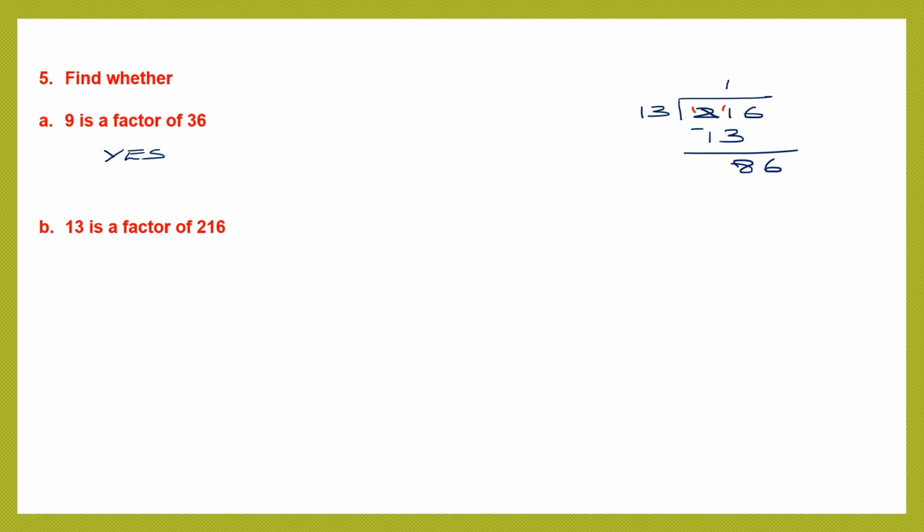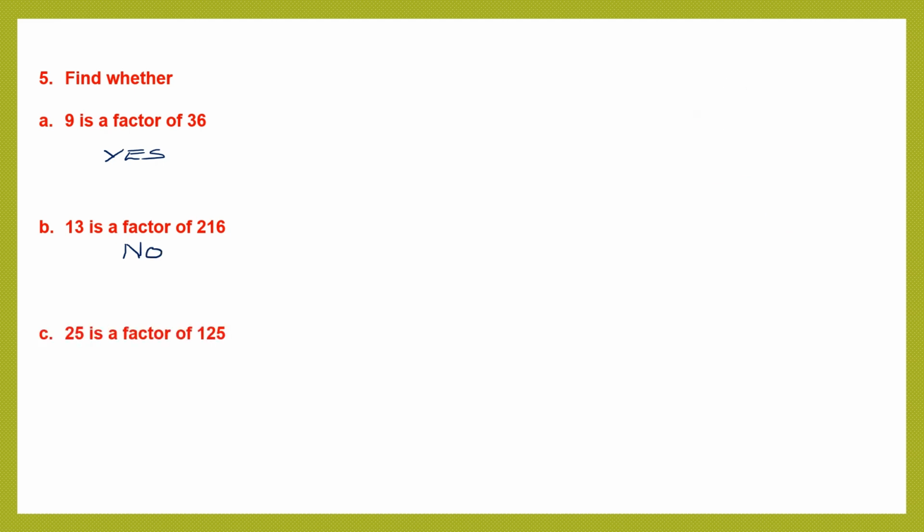Now is 86 in the table of 13? If you continue dividing 13 into 6, 6 threes are 18, you carry 1, 6 ones are 6 plus 1, 7. So 13 into 6 is 78. Now again you have to borrow. So 16 minus 8 is 8. So here can you see the remainder is not 0. That means 13 is not a factor of 216. So you can write the answer no.